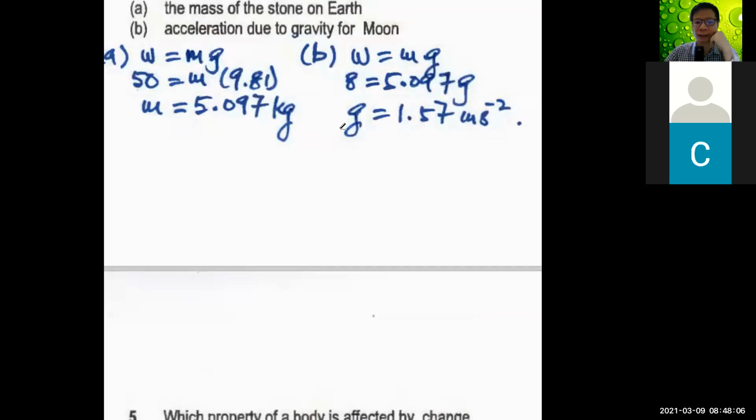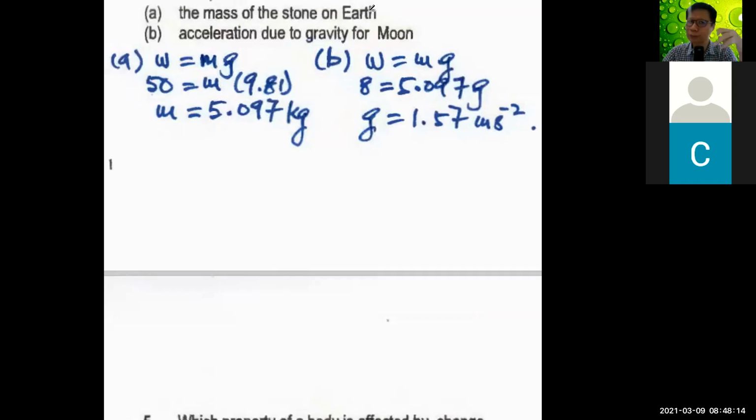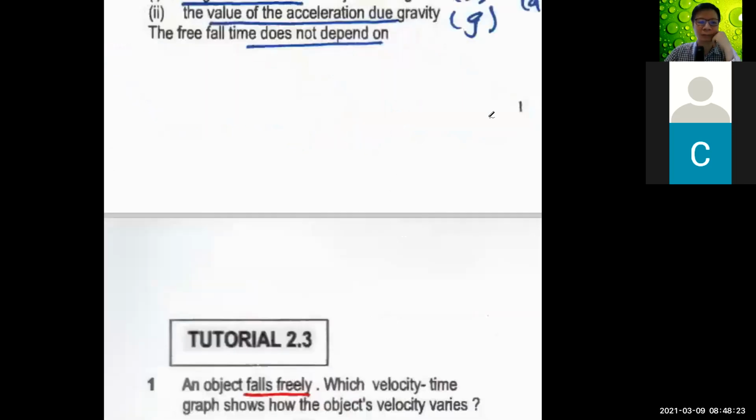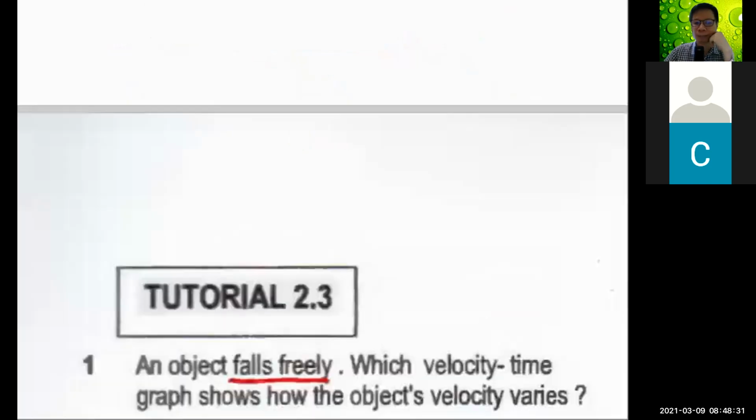Okay. Marcus? If the question gives the distance or the height as about a few hundred meters, the gravity won't be so significant. So you can still take 9.81 or you take 10. Okay. All right. Now, first question. Which velocity time graph shows the object's velocity varies on free fall? Okay, which graph is correct? Show your answer. Please share your answer here. Which graph is correct?